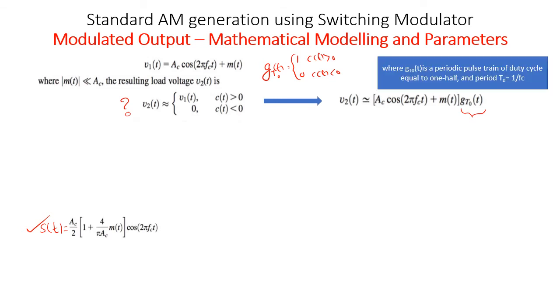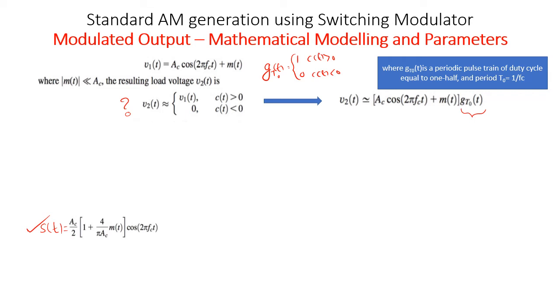So this g_T0 of t is a periodic pulse train of duty cycle equal to 50% or one half, and its period will be exactly the same as that of the carrier, right? So that's what I mentioned here. This g_T0 of t is nothing but a rectangular pulse train. It should only have positive amplitude, right? Its value will be high when C of t is greater than 0, and it should be 0 when C of t is less than 0.